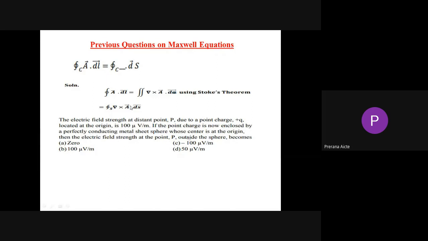The electric field strength at a distant point P due to a point charge plus Q located at the origin is 100 microvolts per meter. If the point charge is now enclosed by a perfectly conducting metal sheet sphere whose center is at the origin, then the electric field strength E at that point outside the sphere becomes dash.